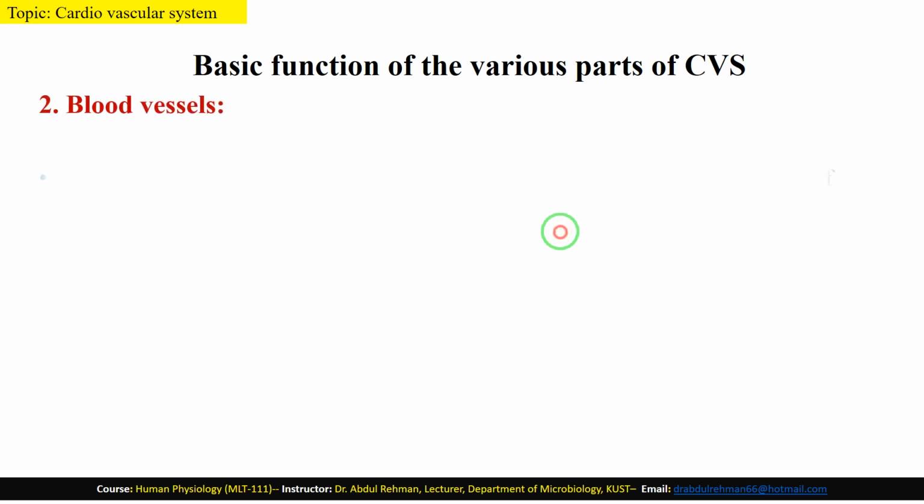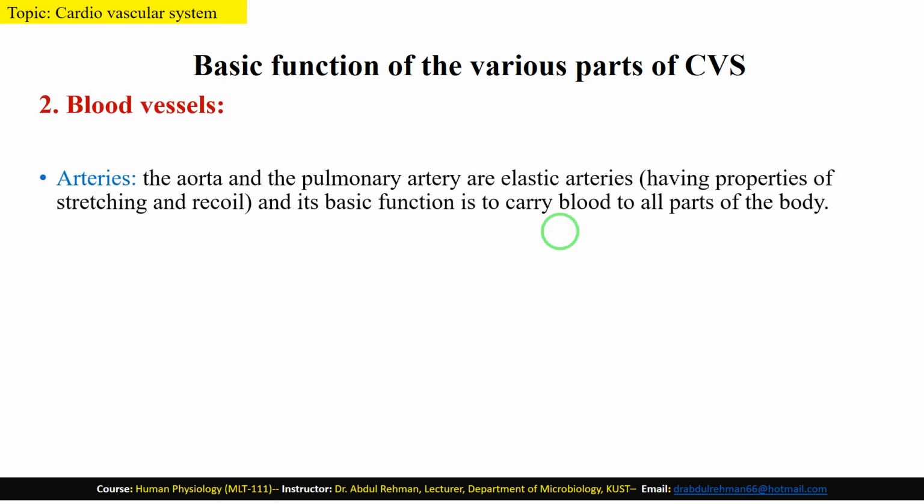While blood vessels, arteries, as the name indicates, they collect oxygenated blood. So the aorta and the pulmonary artery are elastic arteries. They have sufficient elasticity. So whenever there is an increase in the heart rate, they will tolerate it and then facilitate the sufficient distribution of the blood to the different parts of the body.